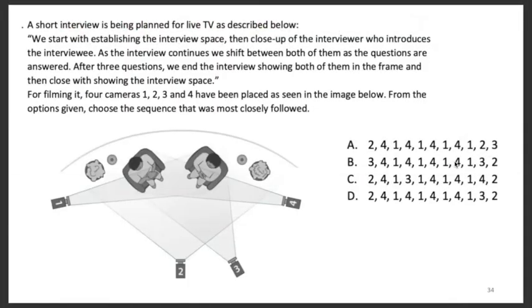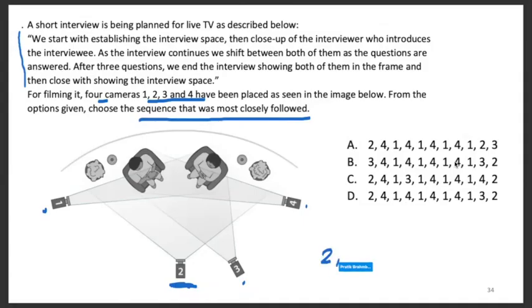A short interview is being planned for a live TV as described in this figure below. This is the description. For filming it, 4 cameras, 1, 2, 3, 4 have been placed. From the options, choose the sequence that most closely follows what is described here. It starts with establishing the interview space. The interview space is given by the number 2. Then a close up of the interviewer and interviewee who introduces the interview. So 4 and 1. Interviewer is the 4 camera and then interviewee is the 1 camera.